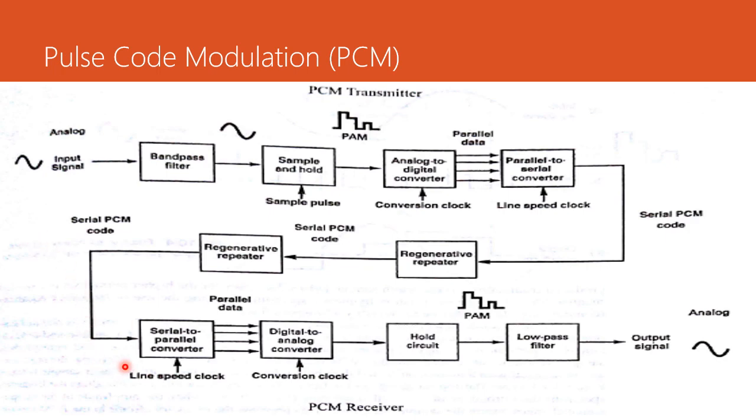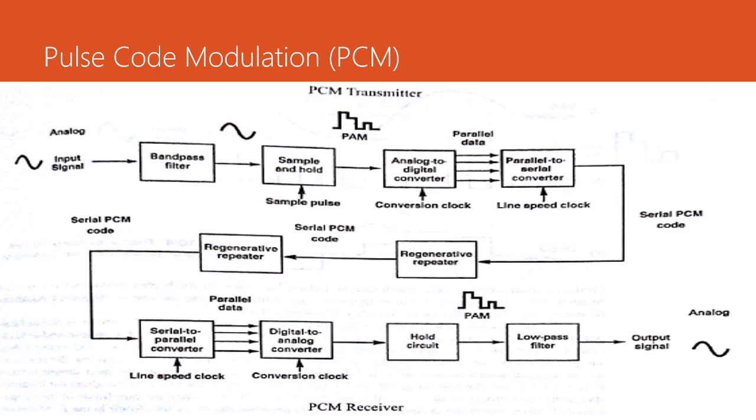So at the receiver, we are receiving the serial data. That serial data should be converted to a parallel one with the help of a serial to parallel converter. That parallel data is given to a digital to analog converter. The digital data we have to convert back to the analog one because our input signal is what? An analog signal. So that analog signal is given to a hold circuit. The output of the hold circuit will be a PAM output, and finally we perform the filtration with the help of a low pass filter, and finally we have the original analog signal. So this is what is happening in this PCM system.